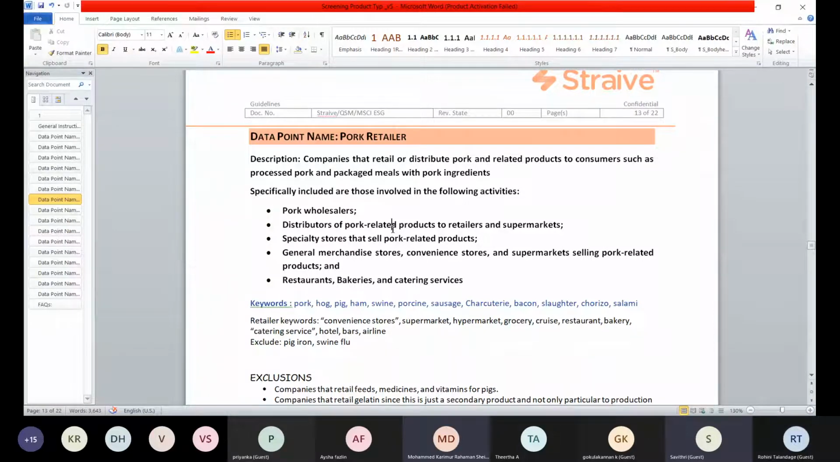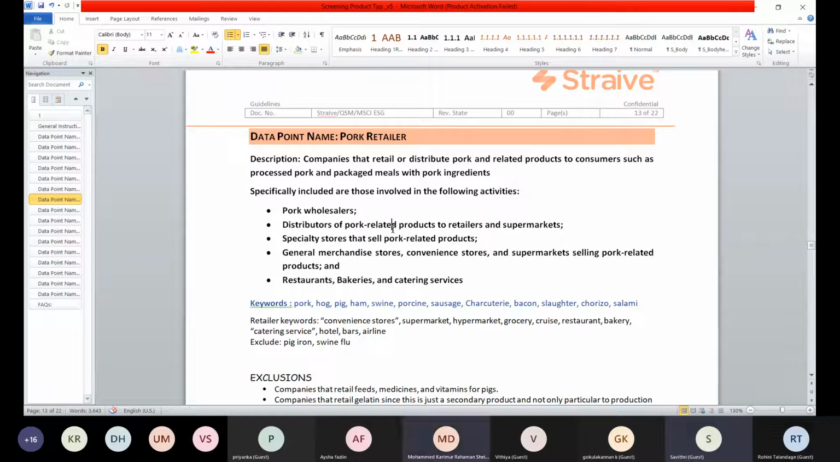Packaged meals with pork ingredients. If anything is involved like pork in their business, selling to the end customers, please note the word end consumers, then they are the retailer.